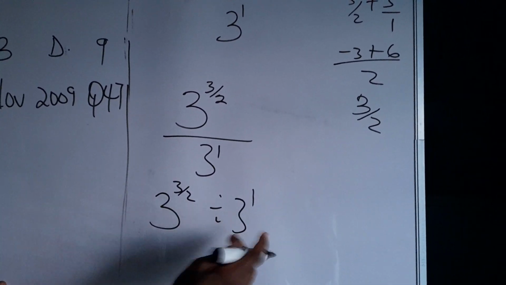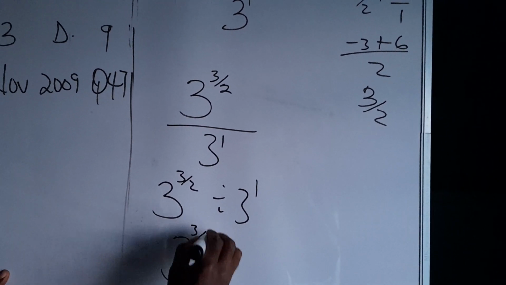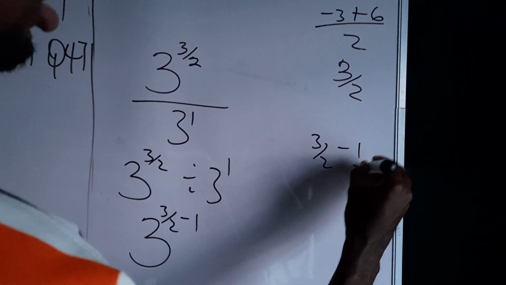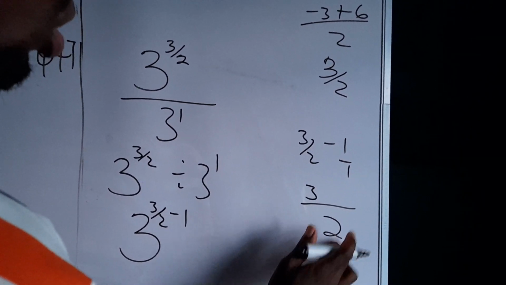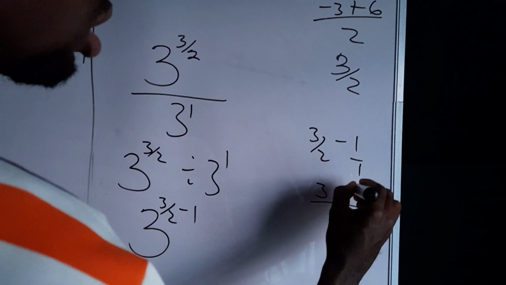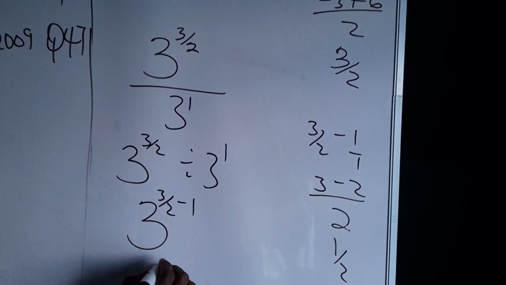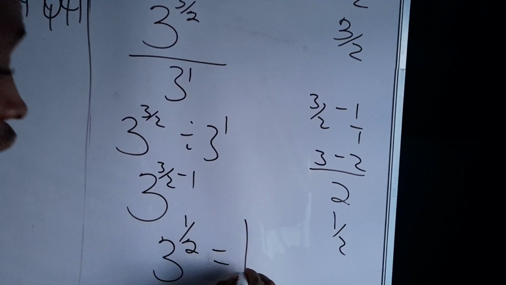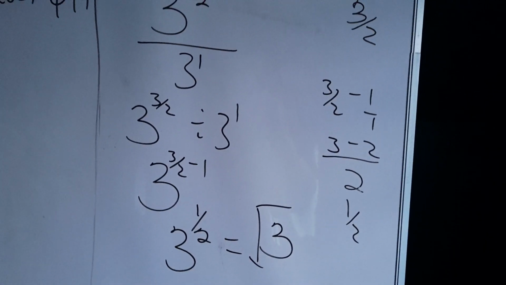Since the bases are the same and they are dividing, we can subtract. So we have 3 exponent 3 over 2 minus 1. This is over 1. The LCM is 2. You have 3, and 2 times 1 will be 2. 3 minus 2 will be 1, so that will be half. So I have 3 exponent half. 3 exponent half is the same as the square root of 3. So the correct answer then becomes B.